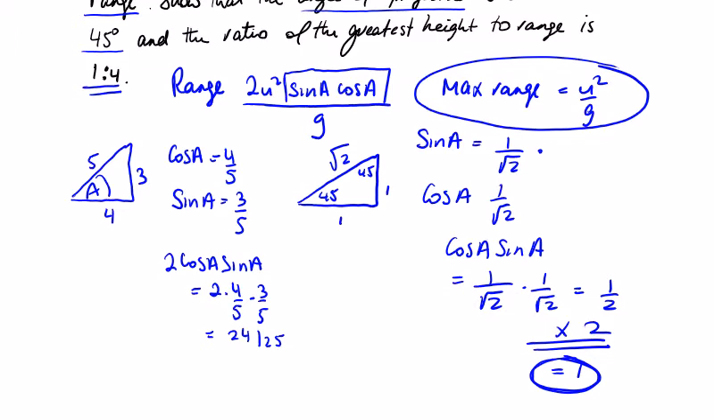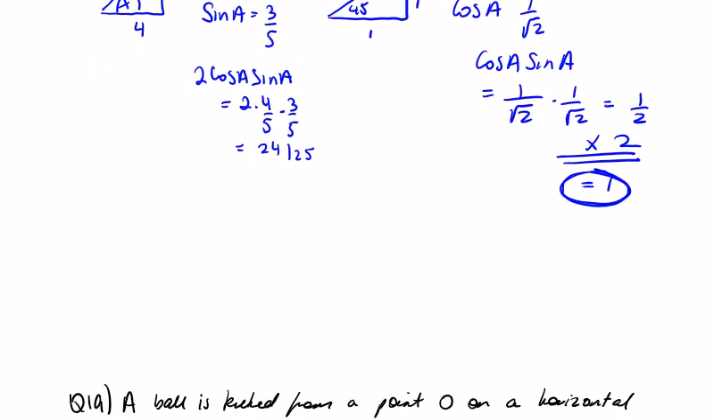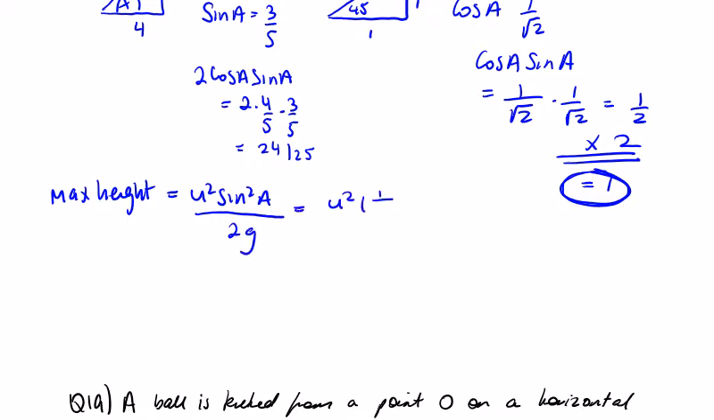So let's look at the ratio of the greatest height to the range and see is it 1 to 4. So I have my range. So let's look at the max height. Max height, again, write the formula out every time: u squared sine squared A over 2g is the max height, which is equal to u squared by sine squared A, which is 1 over root 2 by 1 over root 2, divided by 2g, which is 1 over 2 times u squared divided by 2g.